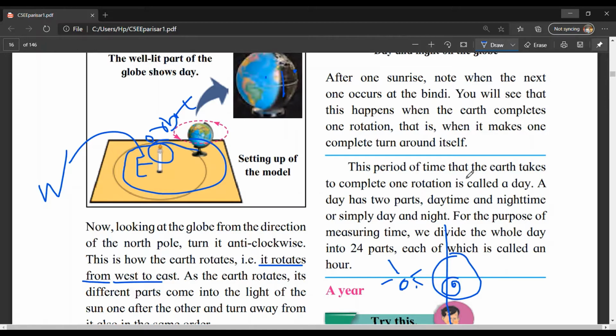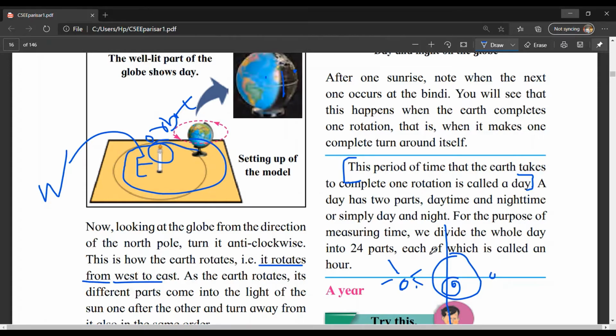The period of time it takes to complete one rotation is called a day. You can mark this down as the definition of a day. What is a day? The period of time that the earth takes to complete one rotation is called a day. A day has two parts, daytime and nighttime. If the earth completes one rotation, that means it's one day. When a portion of the earth is facing the sun, that portion experiences daytime, and the portion which does not face the sun experiences night time.